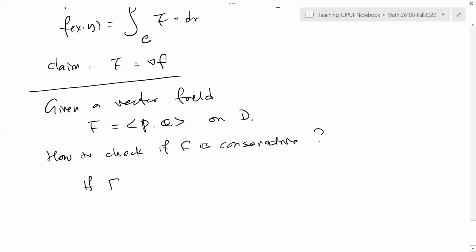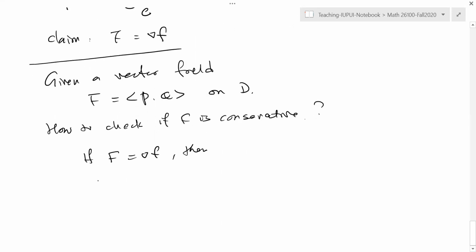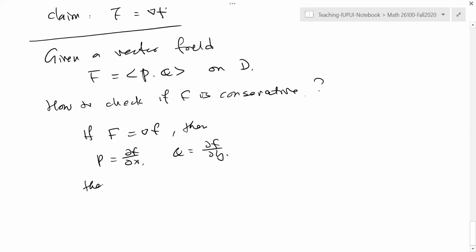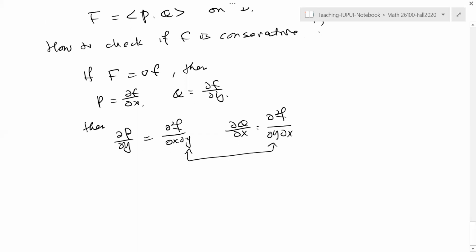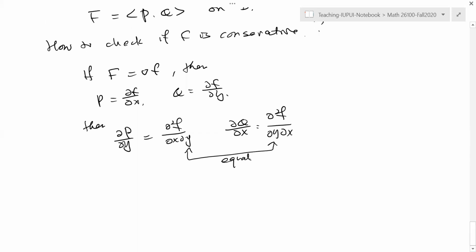So if F is the gradient of f, then P should be equal to this, and Q should be equal to this. Then you will see that the partial derivative of P with respect to y is going to be the partial derivative of f with respect to x and y. And the partial derivative of Q with respect to x is going to be the second partial derivative of f. But it doesn't matter the order of the partial derivatives, partial x, partial y and partial y, partial x. That should be the same. So they're equal.